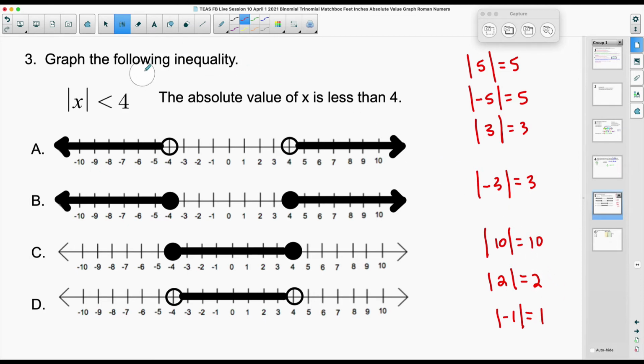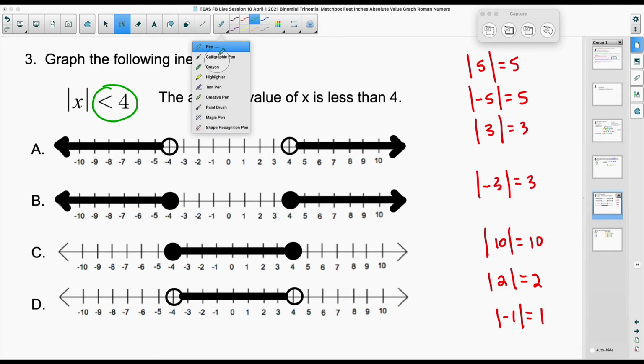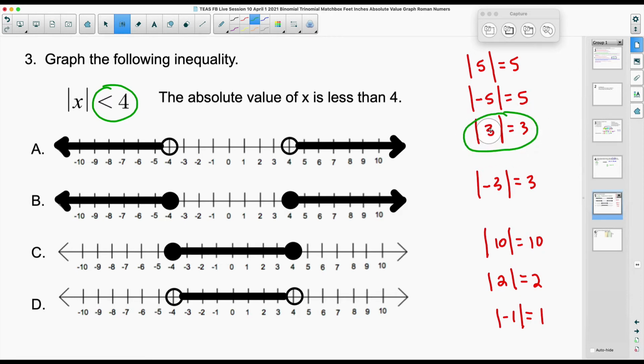So what I want to do here, out of all of these random numbers that I've made up, is ask which of these are less than 4? Paying attention there. Let's see. Well, this one's not because that's 5. 5 is not less than 4. Same thing here. This one works because the absolute value of 3 is 3. Well, 3 is less than 4. This one right here works.